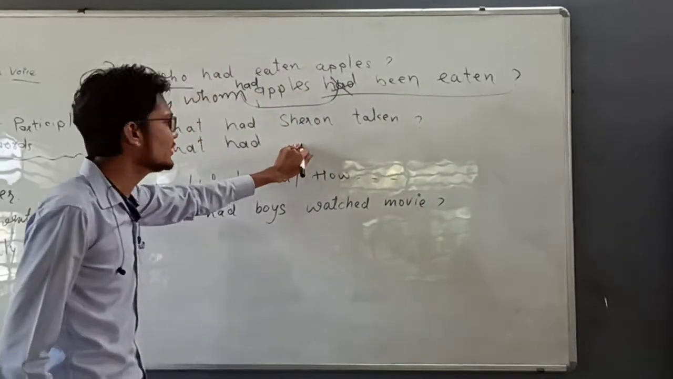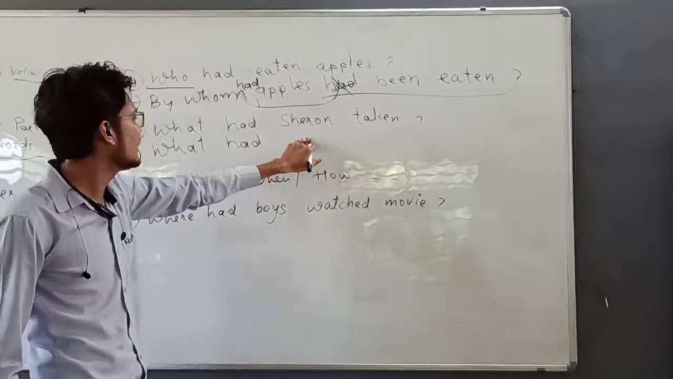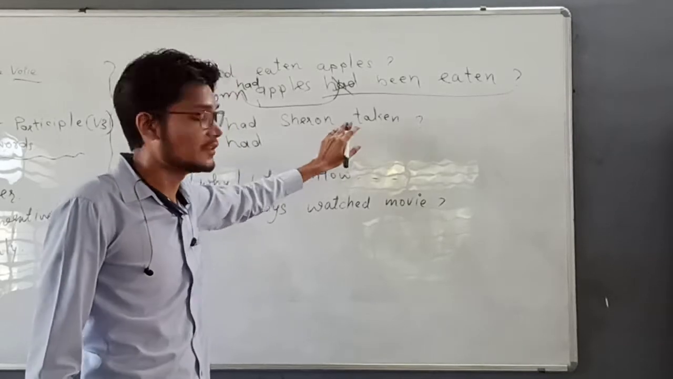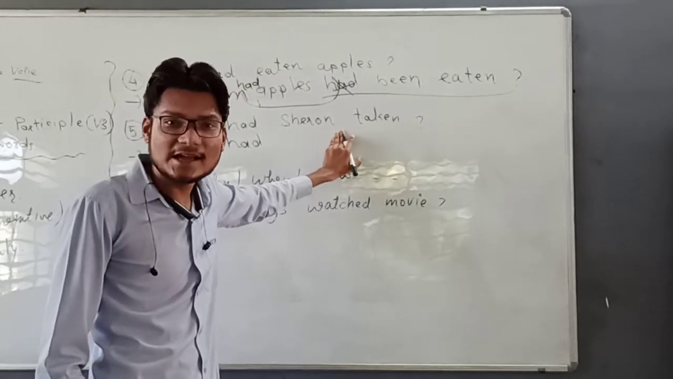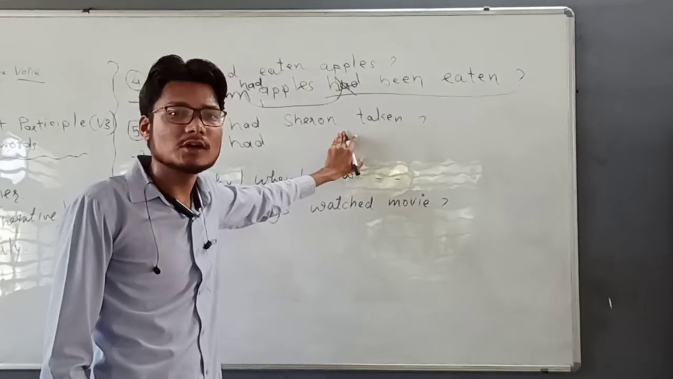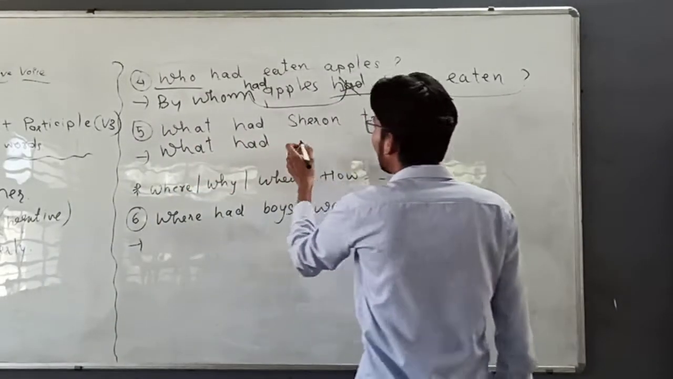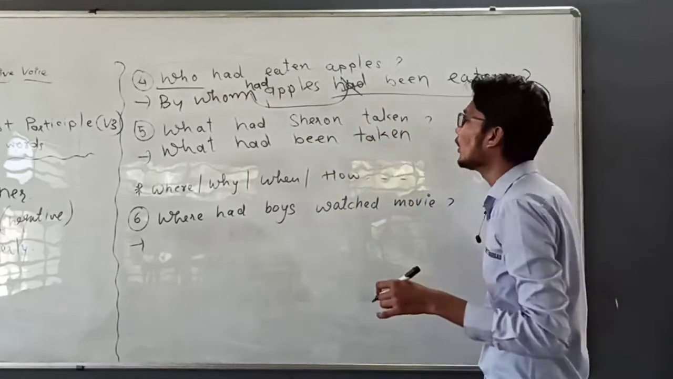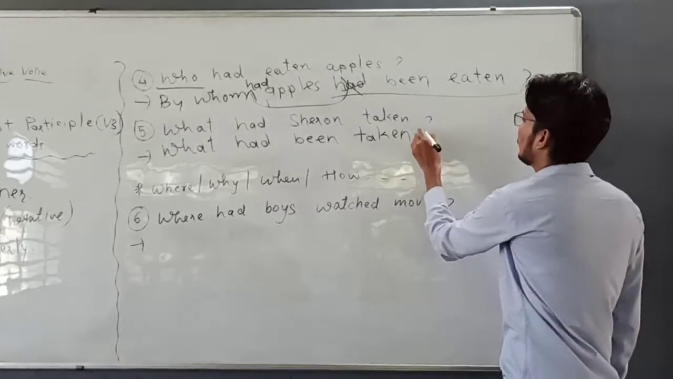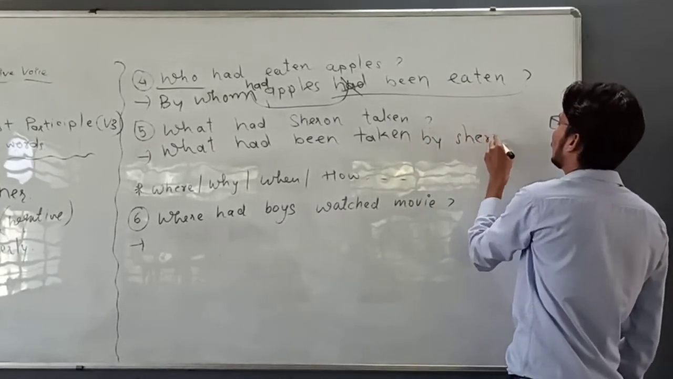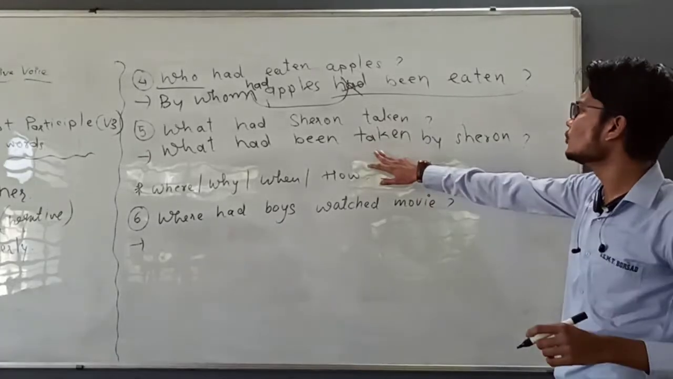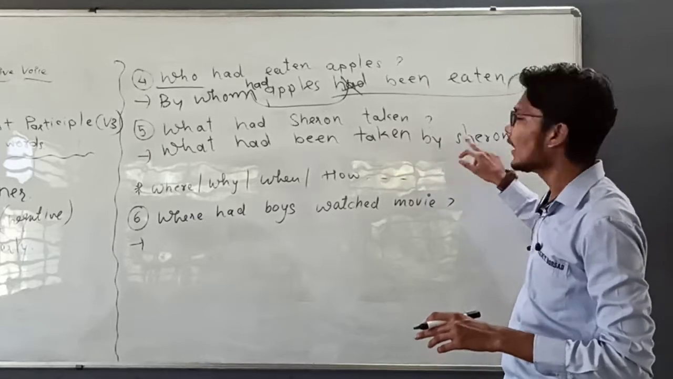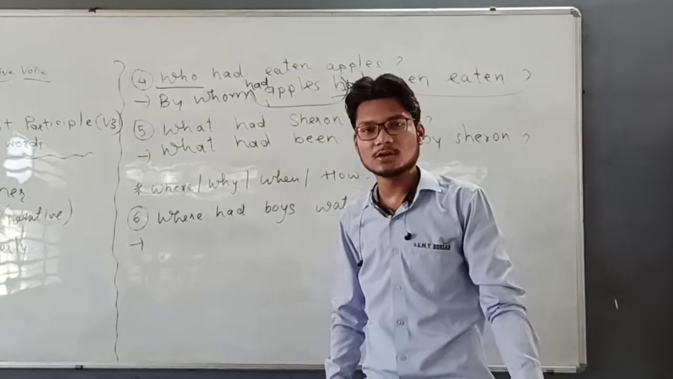Now here, what is your object? Do you find any object here? Yes or no? Definitely there is no object. What had been Sharon taken? So here there isn't any kind of object. Now suppose there isn't any object given in your sentence, what do you have to do? Nothing. What had been taken? What had been taken by Sharon? And at last you have to put the question mark. This is how the answer will go.